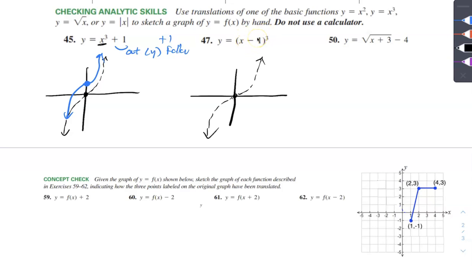Now this has the plus 1 on the inside. So remember, inside is x, and you do the opposite. And x is short for moving left and right. So this one, if you do the opposite, it's the plus 1. We'll move it 1 to the right. Then we do the exact same graph. It's an inside effect.